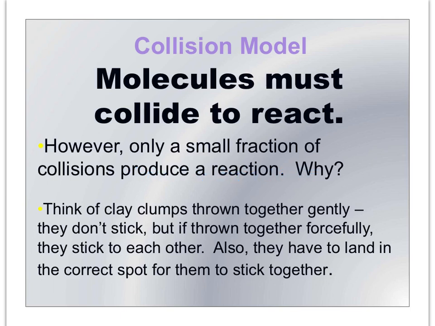Why is that? Well, think of clay clumps that we're throwing together. Think of a clump of clay sitting on a table, and you have another clump of clay in your hand, and you're trying to get them to attach together. So you throw the clay that's in your hand onto the clay that's on the table. Well, in order for them to stick together, two things have to happen. First of all, you have to aim right. If you throw it and it goes somewhere else, there's no way, of course, that they're going to stick together. But also, you have to throw it with enough force that it makes the two clumps kind of stick together. And so those are the two criteria for an effective collision.